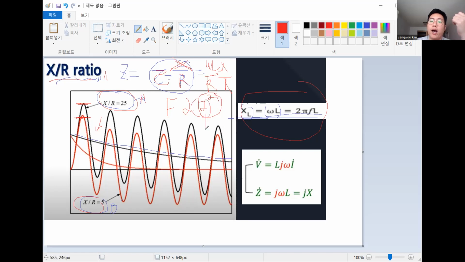But this I is not the RMS value. This is the instantaneous value, this peak point. That's why we really care about the R/X ratio, because we don't want damage to our electrical system, right? So that's why we need to reduce the fault current. One example is that we adjust the R/X ratio. So let's move on. I'll explain more about it.